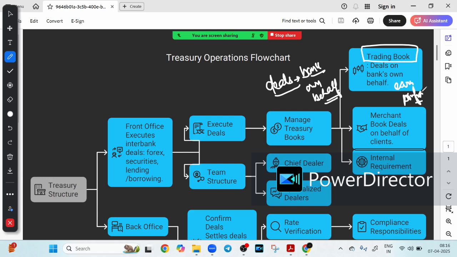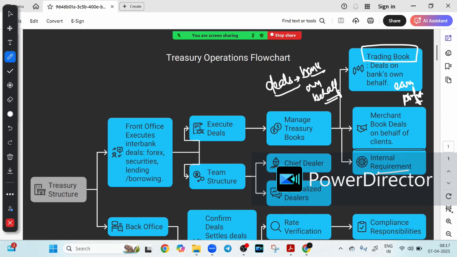Next we have the merchant book. Merchant book means deals executed on behalf of clients, based on internal requirement. So basically the trading book means deals done on the bank's own behalf, aimed at earning profit, while the merchant book means deals executed on behalf of clients, based on internal requirement. So that is all about the front office which you have to know: execution of deal, team structure, treasury book management, whether it is trading book or merchant book, what the trading book stores, and what the merchant book stores.